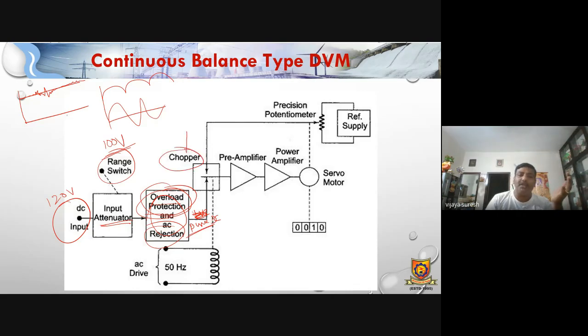Here this chopper circuit is a comparator. So what is meant by a comparator here? It is going to compare the input signal. After this entire circuit, you are going to get the input here, and that input is compared with the reference supply.